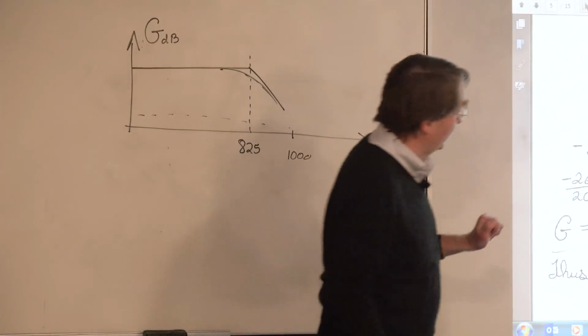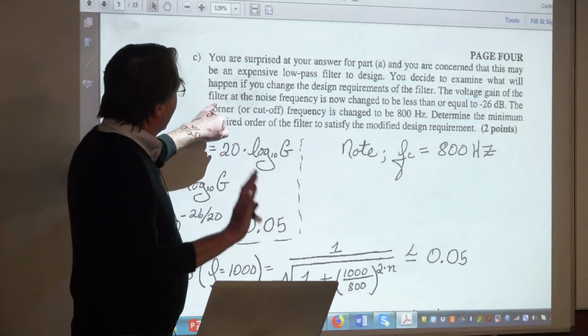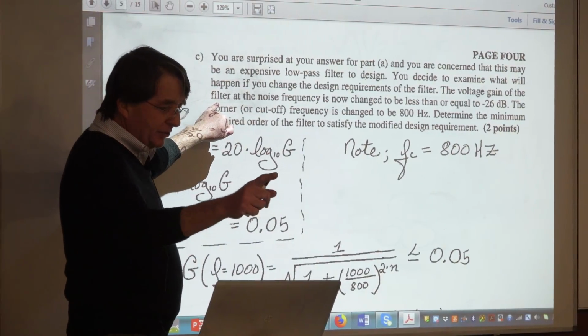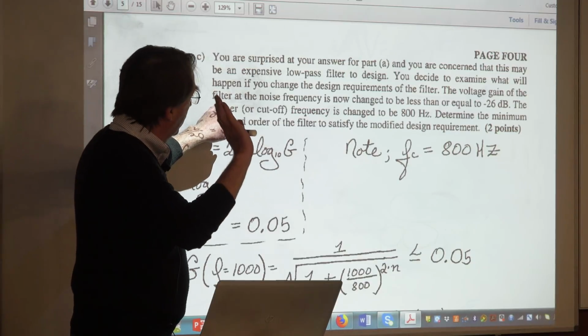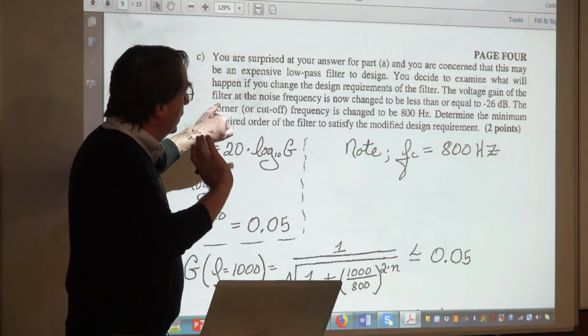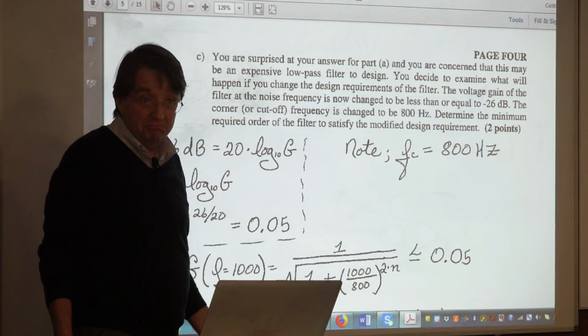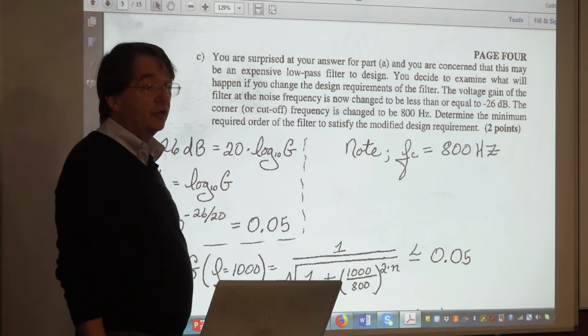Oh, engineering trade-offs. I love it. All right, so you say, look, forget the minus 35 dB for the 34. I'm willing to live with a little more noise. Let's go with minus 26 dB, and let's change the cutoff frequency to 800.